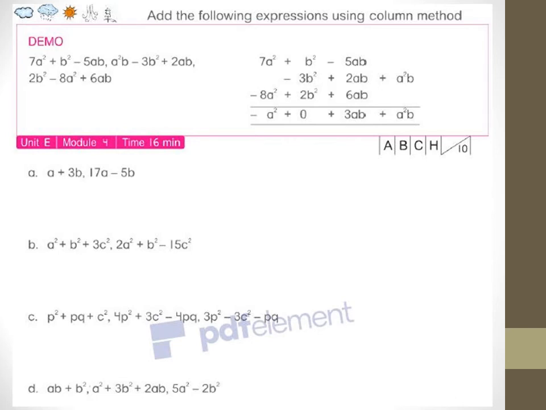So in the same method, pause the video for 16 minutes, look at the demo and do the questions in module number 4 using the column method, okay? Don't do it in the horizontal method. You have to practice both the methods. Both the horizontal and the vertical methods are important. So in the last module, we did the horizontal method. Now we are going for the vertical method. So pause the video for 16 minutes, look at the demo and solve these problems.